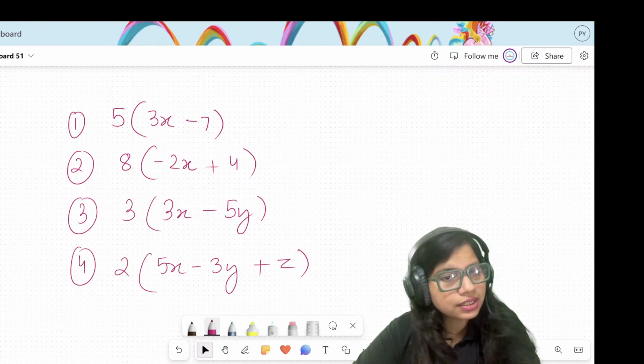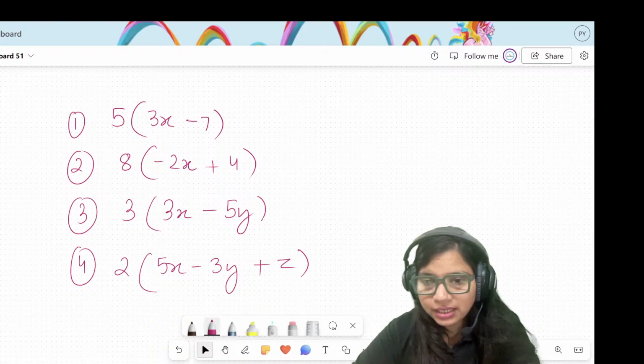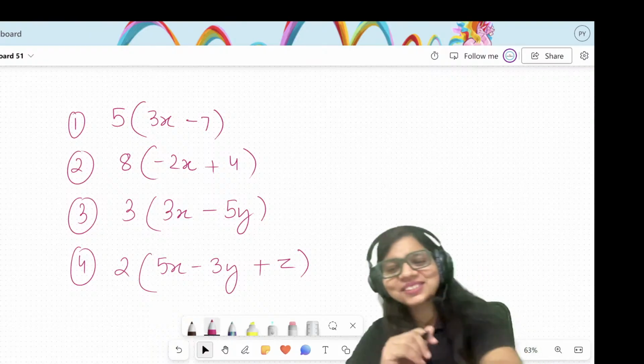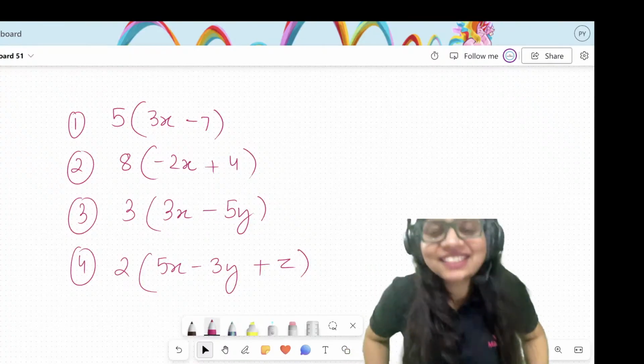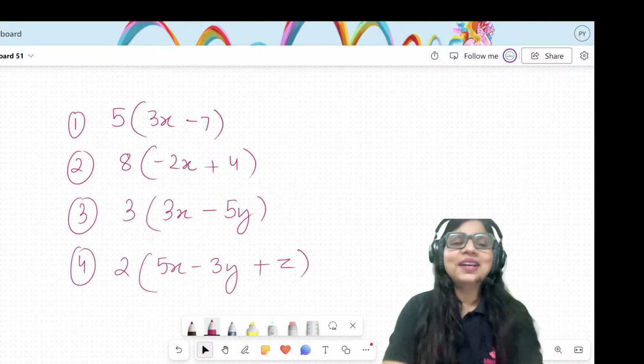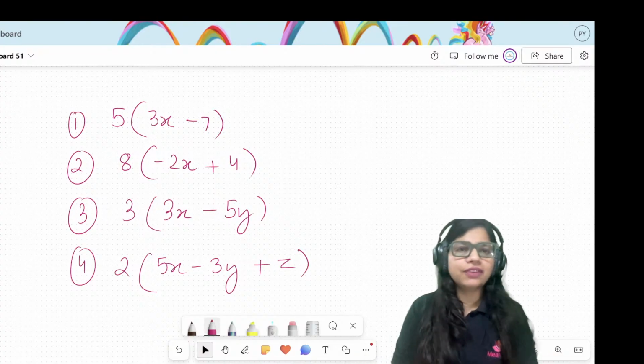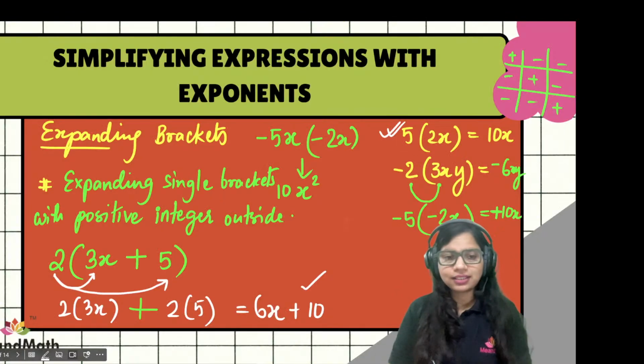And the fourth is 10x minus 6y plus 2z. Arshia, it's very good to see you here. Okay, so we have expanded the brackets where we have the positive outside, correct?